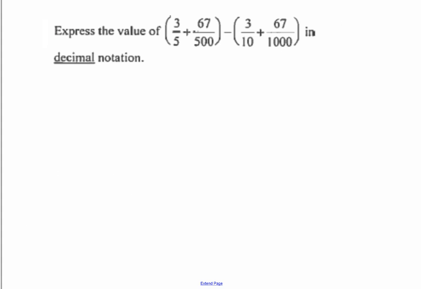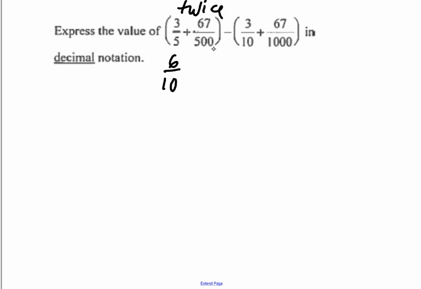With this one, there's a few different ways you could do it. You could get common denominators. You could figure out what each bracket is, and you could subtract. One really quick thing, if you notice, 3/5 is really like 6/10, right? And that is double 3/10. 67/500ths, you look at that, it actually ends up being double 67/1000. So this one is twice as big as this one.